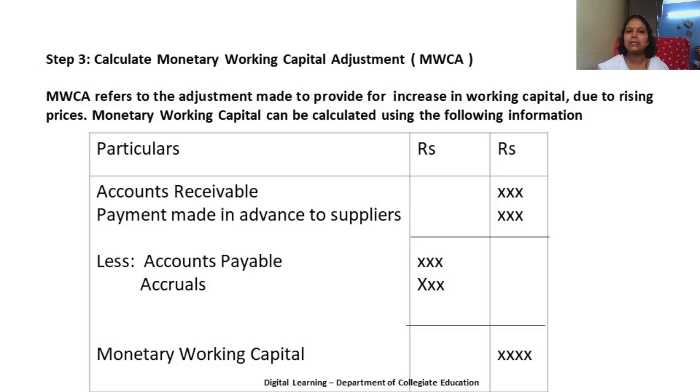Particulars, rupees: accounts receivable, and payments made in advance to the supplier. Both will be taken to the outer column. From this, minus accounts payable and accruals. If you subtract these two, you will be getting the monetary working capital.